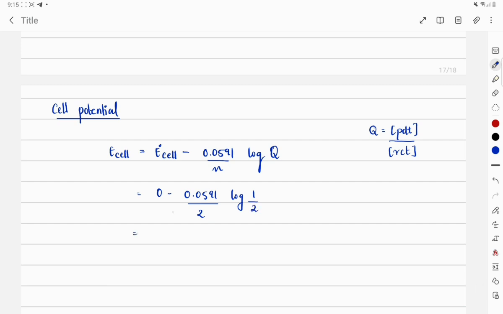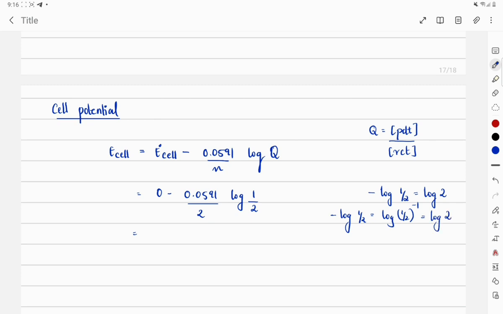So my answer is minus 0.0591 by 2 log half. But you also know that I can write minus log 1 by 2 as log 2. You know the reason? Just in case you don't know, this number here which you see is actually the power of the term inside. So I can take minus log half as log half raised to minus 1, which will be log 2. This is how it is.